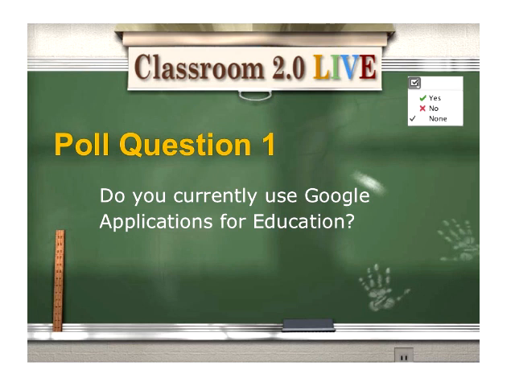Here's our first poll question of today, and it's a yes or no question. On that little check mark near your name at the top, that's where you're going to be answering, or you can type in the chat. Do you currently use Google applications for education? So it's a yes or no question. I'll give you a chance to vote. It's the icon with the check mark if you're having trouble finding the icon.